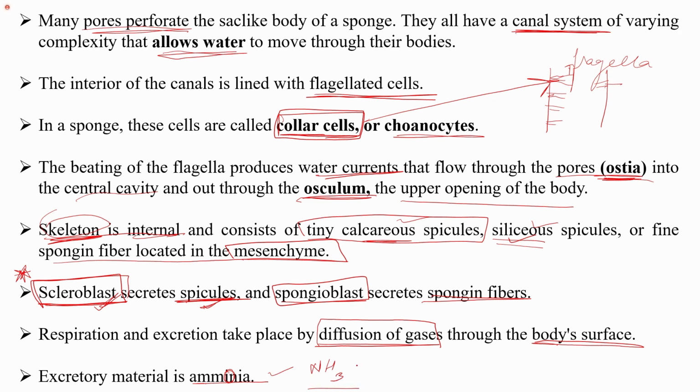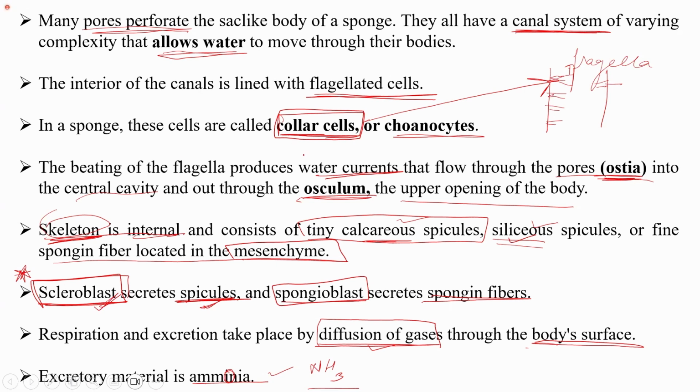So ammonia is excreted out of the body by the process of diffusion. The respiration and excretion take place through the body surface. There is no well-defined organ for respiration or excretion, and the excretory material is ammonia. So this is the anatomy of sponge.